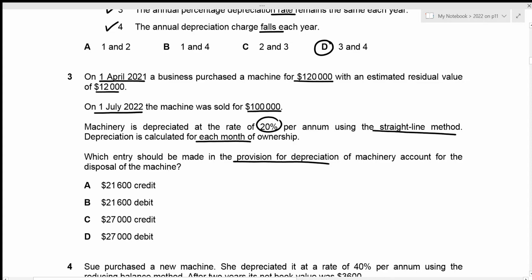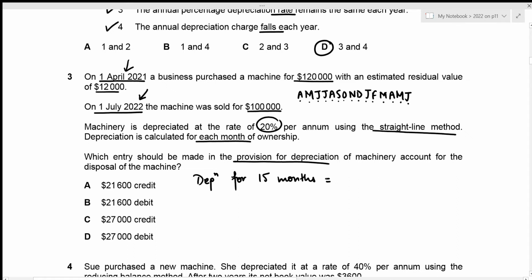So let's figure out the number of months for which we used this machine. We purchased it in April 2021. So that's April, May, June, July, August, September, October, November, December, January, February, March, April, May, and June, because we're selling the machine on 1st July. So these are the total months. That's 1, 2, 3, 4, 5, 6, 7, 8, 9, 10, 11, 12, 13, 14, 15, which means that we need to charge our depreciation for 15 months. Let's figure out the depreciation for 15 months.